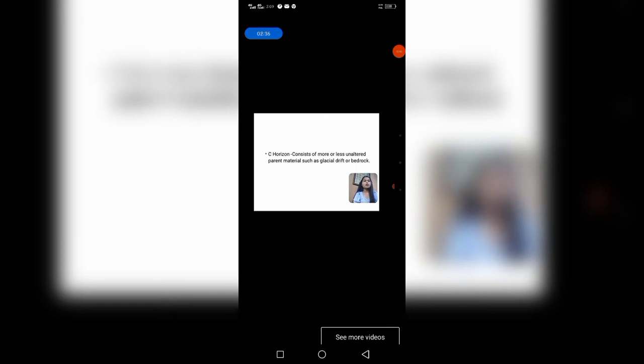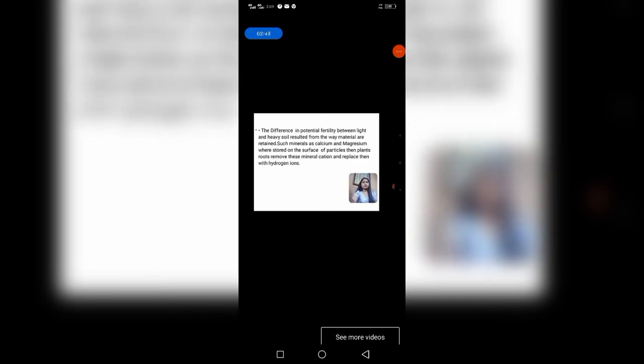C Horizon consists of more or less unweathered parent material, such as gravel or bedrock. The difference in fertility and acidity between the light and the heavy soil results from the way materials are returned, such as minerals like calcium and magnesium, which are removed from the surface of particles by the plant's roots and replaced with hydrogen.